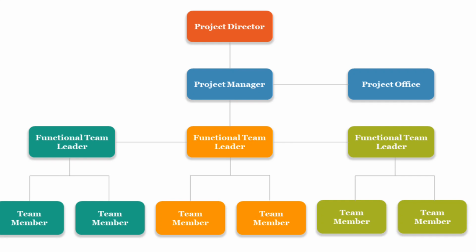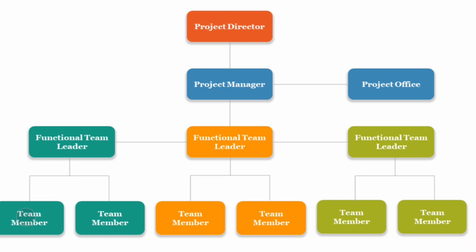This can be an example of a project team. So you can have a project director. From there you have a project manager. You can have a project officer. Then here I've got functional team leaders. Then below here you have team members.